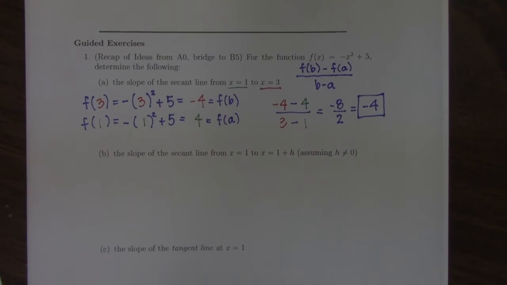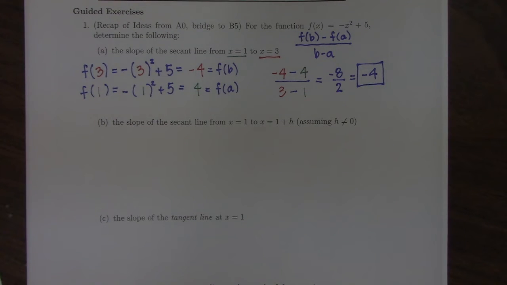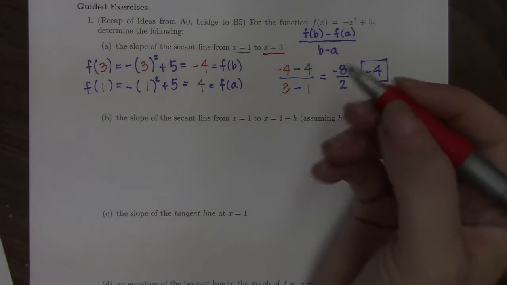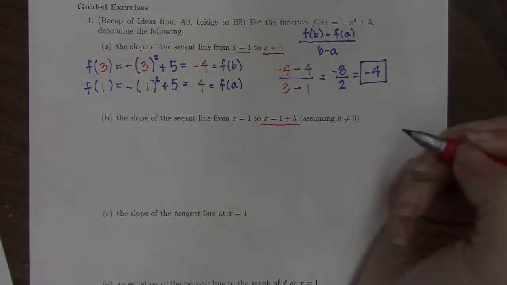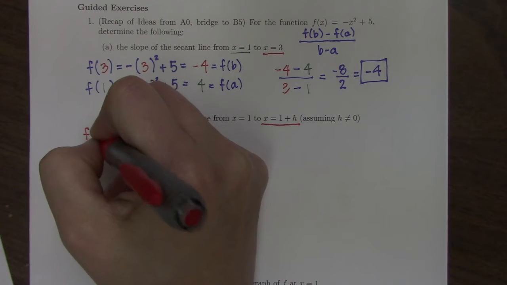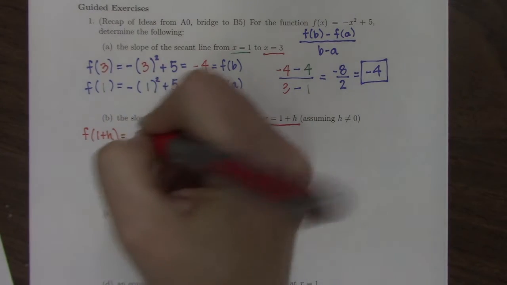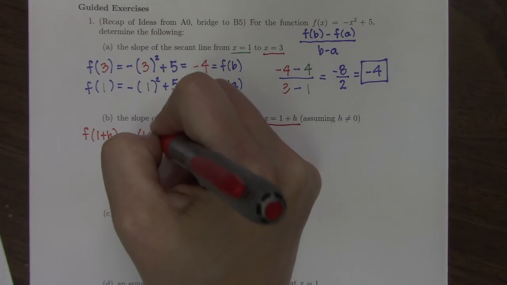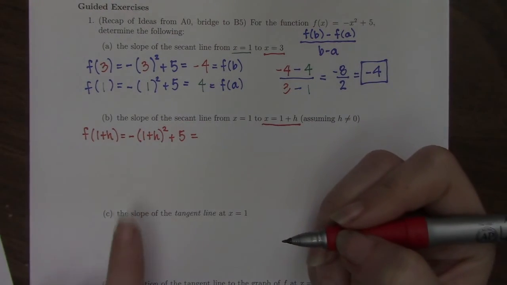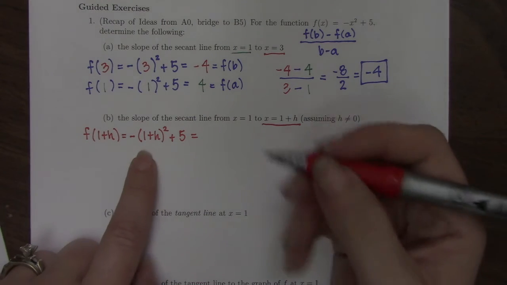Now we want to know, well, what is the slope of the secant line from 1 to 1 plus h? So this is where I was saying it might be helpful to actually scaffold our algebra, do as much of it as we can before we set up our formula. So the first thing I'm going to do is find what f of b is. In this case, b is 1 plus h. So f of 1 plus h is negative (1 plus h) squared plus 5. So I'm going to go ahead and expand this out.